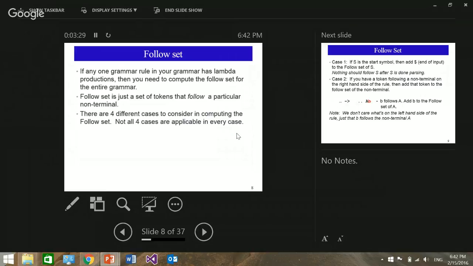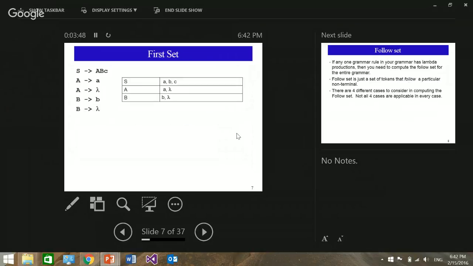If I have lambdas, only if I have lambdas, I worry about a follow set. If I don't have lambdas, I don't worry about a follow set at all. Follow set is for tokens that should come after the symbol. Just take a look at this example.